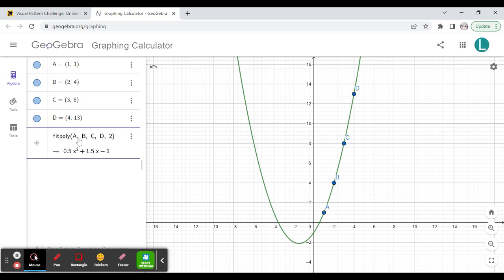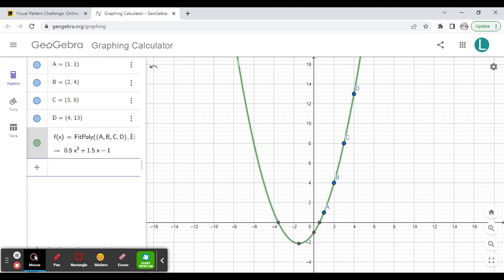So I typed in fit poly, then A, B, C, D, and a degree. And there it is, right here. We have 0.5x squared plus 1.5x minus 1. Another way to write that would be 1/2 x squared plus 3/2 x minus 1.